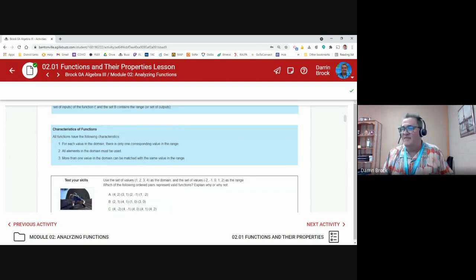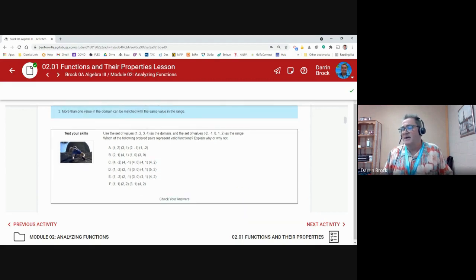So all functions have the following characteristics. For each value in the domain, which means for each x, there's only one corresponding value in the range. There's only one y. For each x, there's only one y. That's what it breaks down to. That's nice, easy language. All elements in the domain must be used, and more than one value in the domain can be matched with the same value in the range.